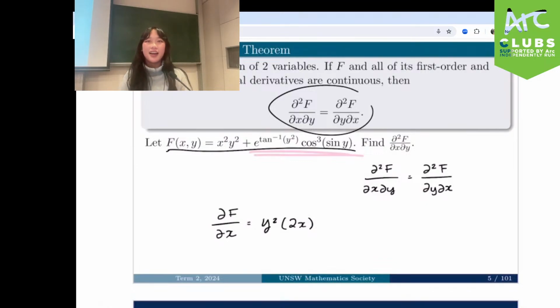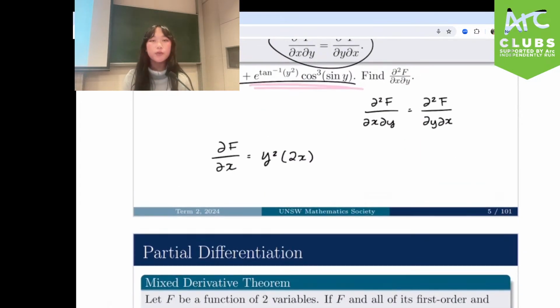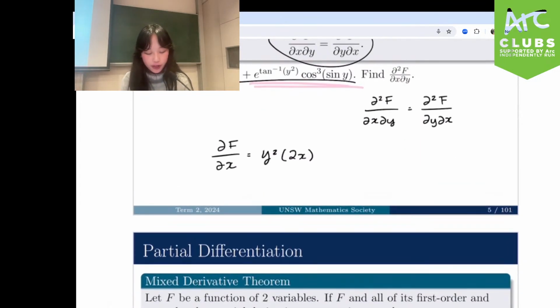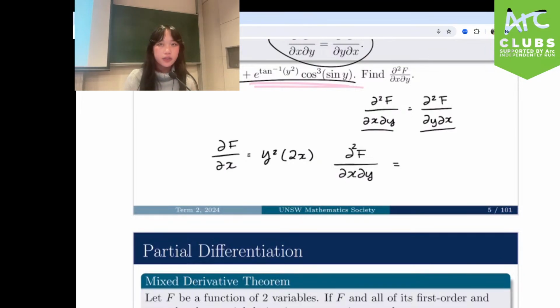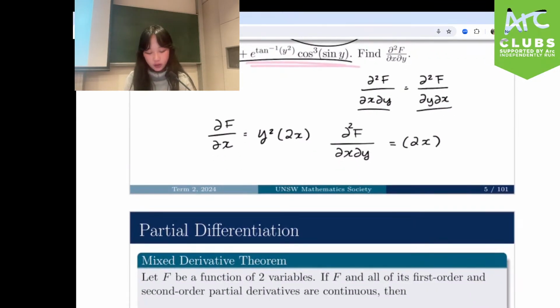Okay, lovely. All right, moving on. So our final objective was to find this, which is also this. So we need to take the partial derivative with respect to y again. So what we want to do is differentiate this thing, or take the partial derivative with respect to y. Does that make sense? Yeah, okay. So we can treat 2x here like a constant because we're taking the derivative with respect to y, so it just goes out the front. And when we take the derivative of y squared, we get 2y. So all in all, our answer will be 4xy.